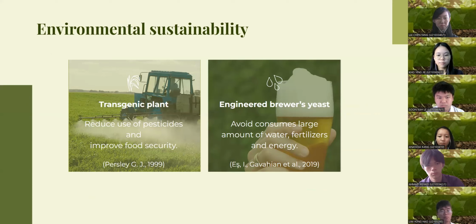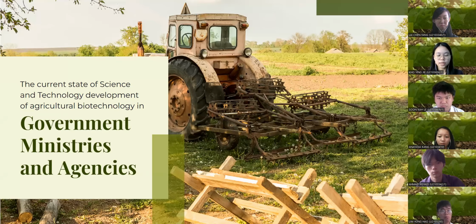Development of transgenic plants reduces the use of pesticides. Besides, the conventional method to impart hoppy flavor to beer, which consumes a large amount of water, can be replaced. Next will be the government ministries and agencies involved in the development of agricultural biotechnology.